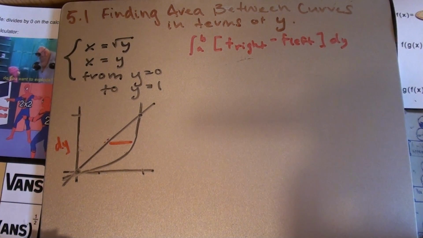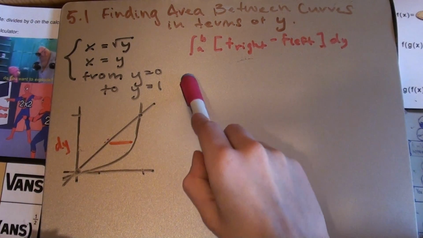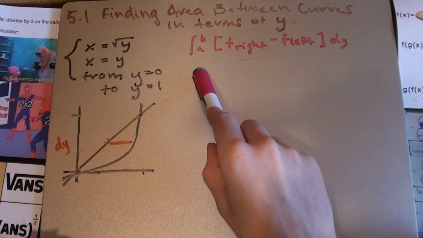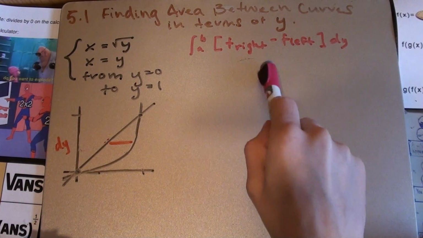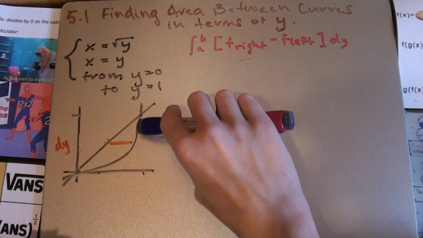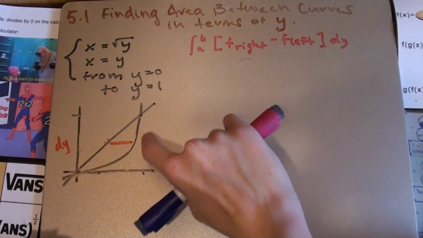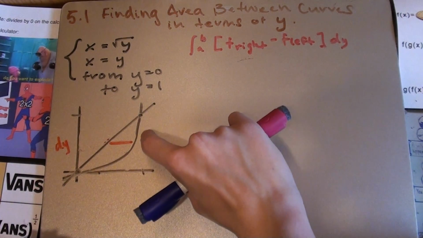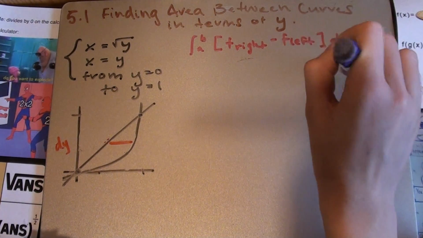So that's what we get for our integral. We have the integral from some bounds a to b in terms of y. We're going to take the function that's furthest to the right and subtract out the function that's furthest to the left, because the function defines where our length goes to for both pieces, right? The entire function does. And then we're going to multiply it by our width dy.